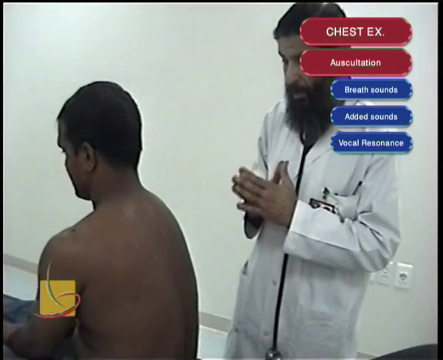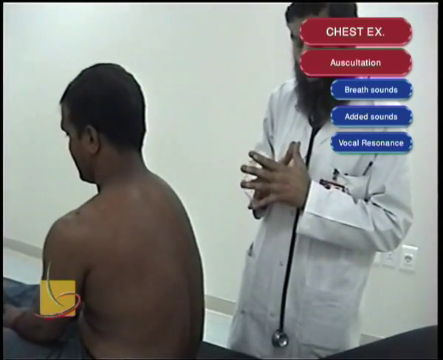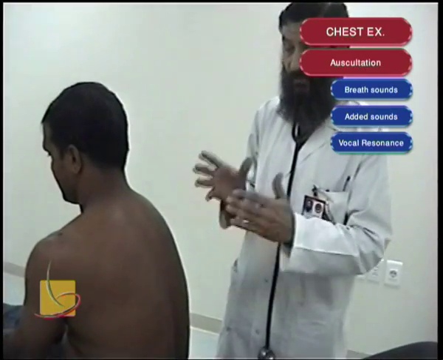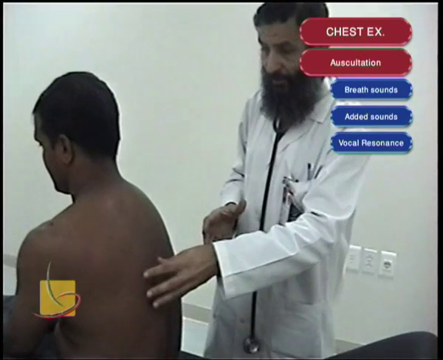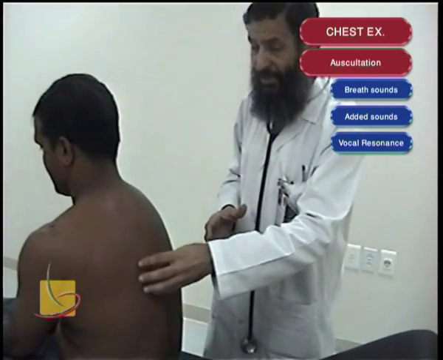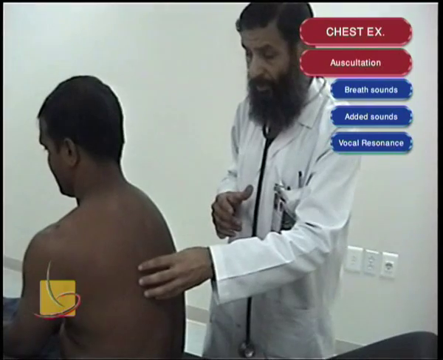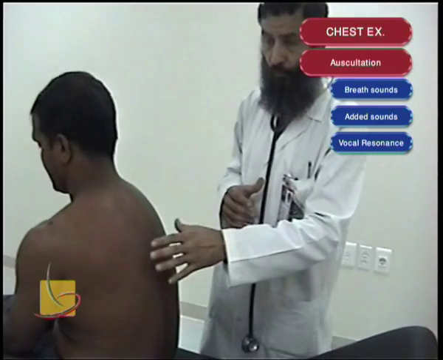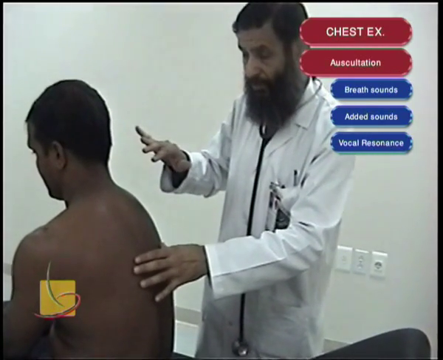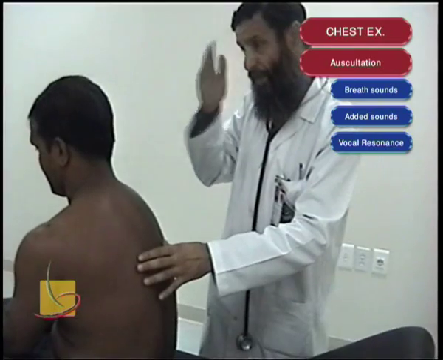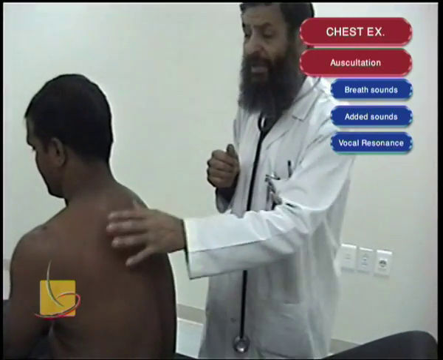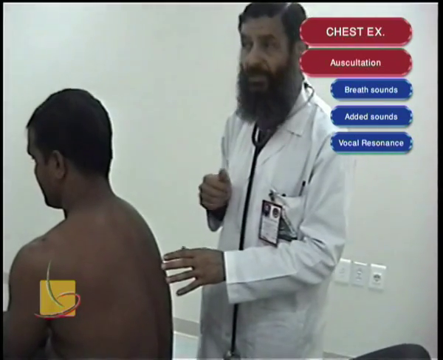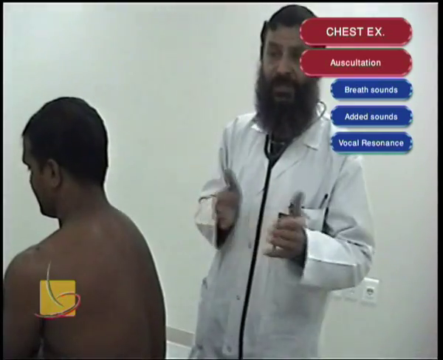There is harsh vesicular breathing with prolonged expiratory phase on both sides. And on the left middle zone, there is a localized area of bronchial breathing. So now we finish with the type of breath sounds. Then added sounds: bilateral, widespread rhonchi.